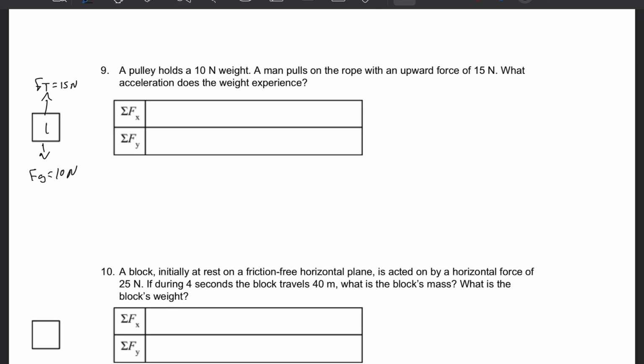Then the man's going to pull with a 15 newton force upwards. So it's a total of 15 newtons force upwards in the form of force of tension. In the x direction, there's nothing happening. There's no forces. In the y direction, we have force of tension minus force of gravity because force of tension is the larger force. We know net force is equal to mass times acceleration. Divide both sides by mass. Our net force, which we said is force of tension minus force of gravity, divided by the mass would be our acceleration. So 5 meters per second squared is the acceleration.